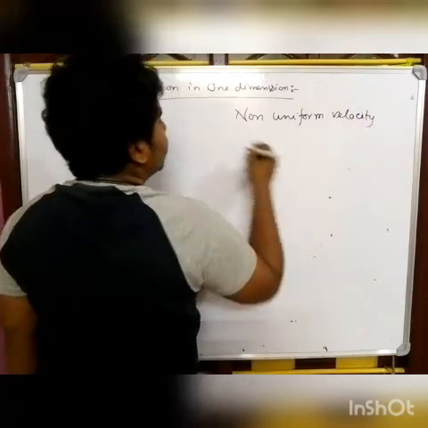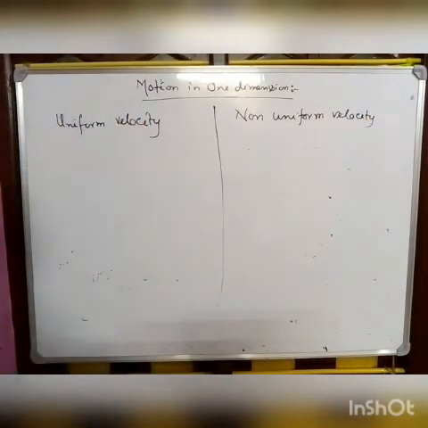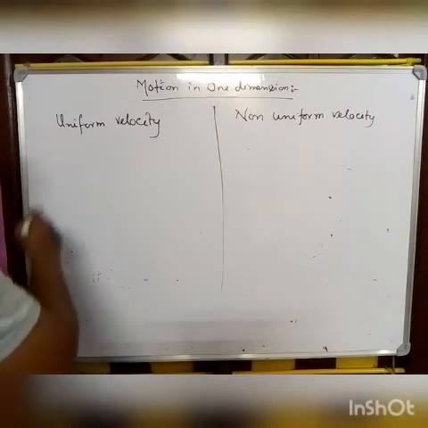Why are we writing in two parts? Because we want to distinguish between these two, which is very important. What is uniform velocity? It is the same thing I have already told, what we have learned in uniform motion. Now, if a body displaces equal displacement in equal intervals of time along the same direction, then that type of velocity is known as uniform velocity.